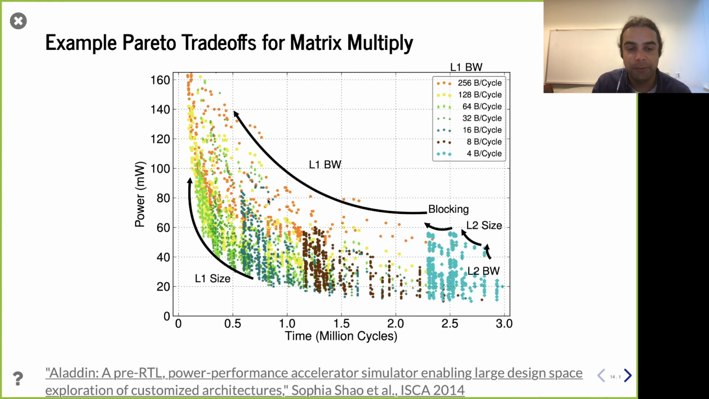Or if you're here and you want to go faster at the same power level, you can be going way faster, right? And so you want to be on this frontier. Now, this particular paper, she's considering a lot of different knobs, and so all these points, it's very hard to categorize them all.